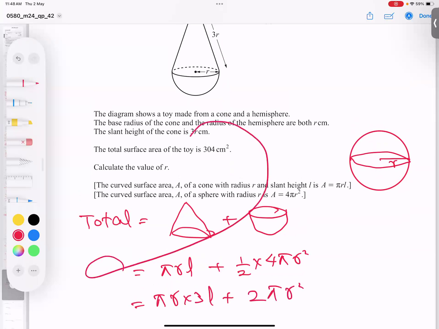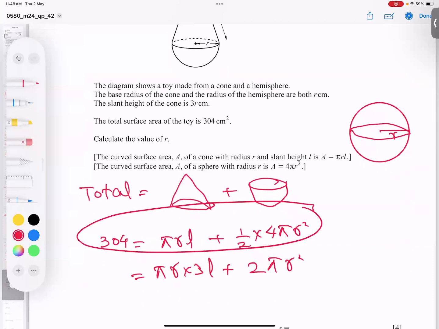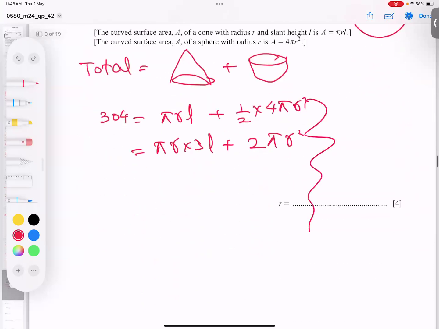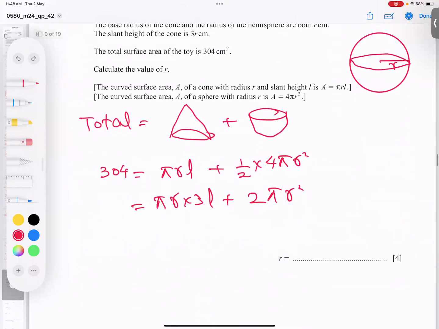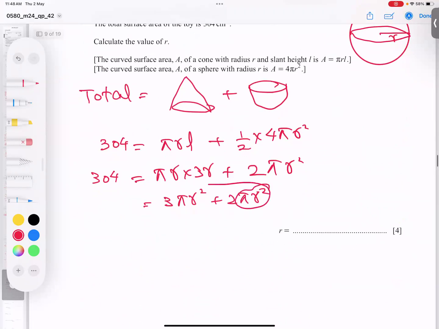But total surface area given by him is 304. Now algebra. Look, students, one step of mensuration and rest all steps algebra. And slant height, sorry, I did not write 3r, I made my mistake. Now 304. So r into r will give us r squared. So 3 pi r square, 2 pi r square. So r squared pi match. So 3 and 2 will add 5 pi r square. See, algebra.